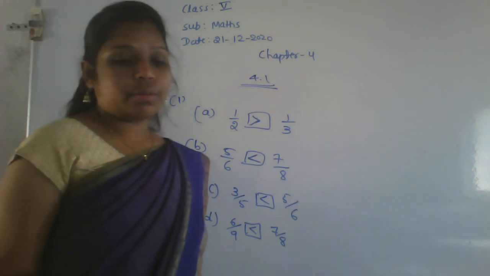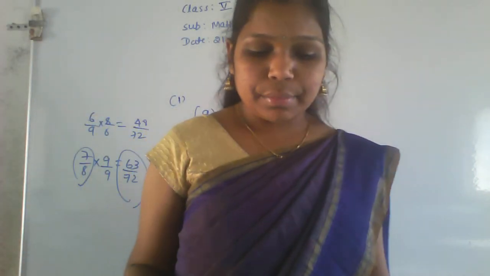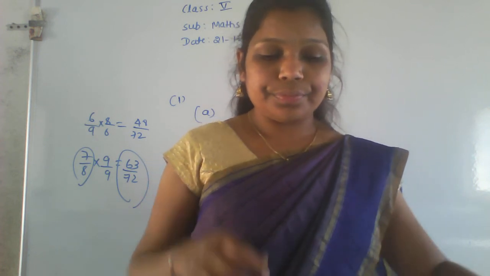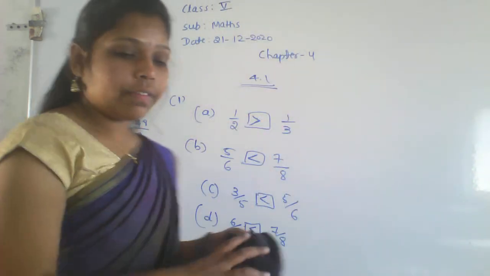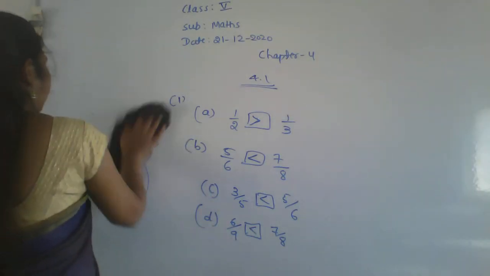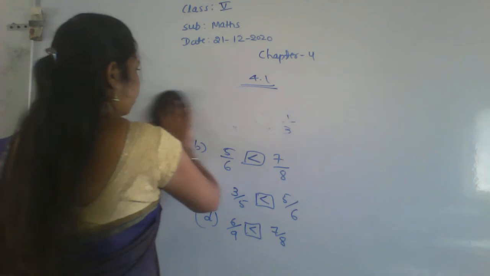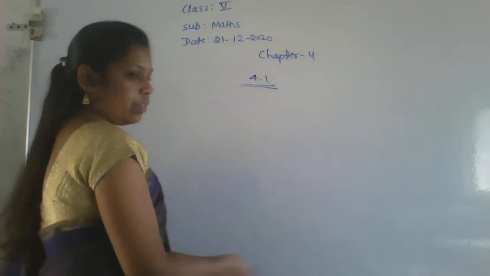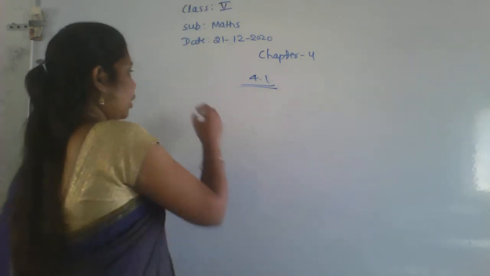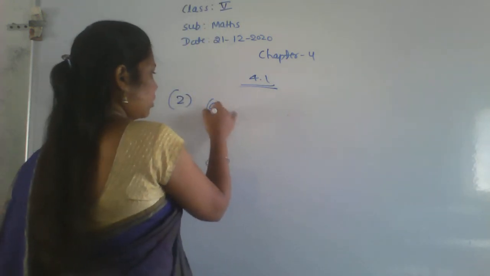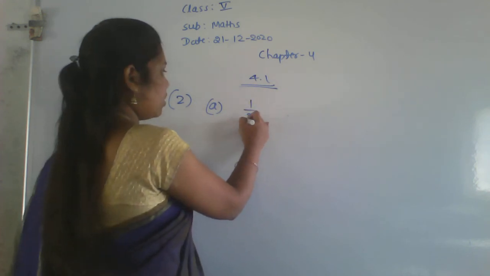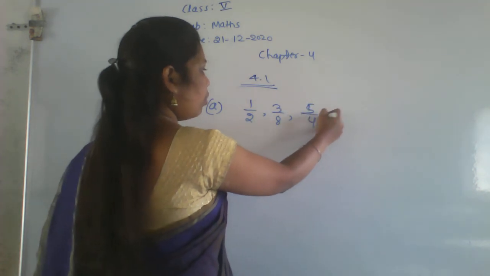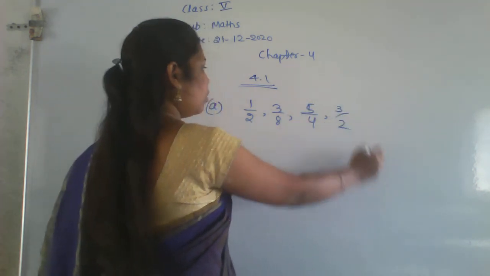Okay, so next one is the second main topic, that is, arrange the fractions in ascending order. Ascending order means from smallest to biggest, right? So for that reason, first we have to make the denominator value the same. When I show one as an example, you will come to know that. 3 by 8, 5 by 4, and here 3 by 2.